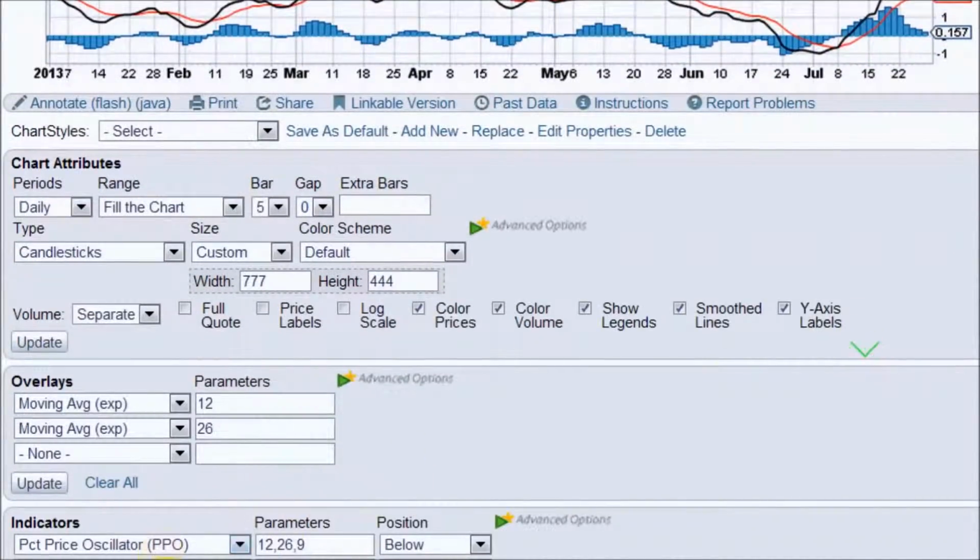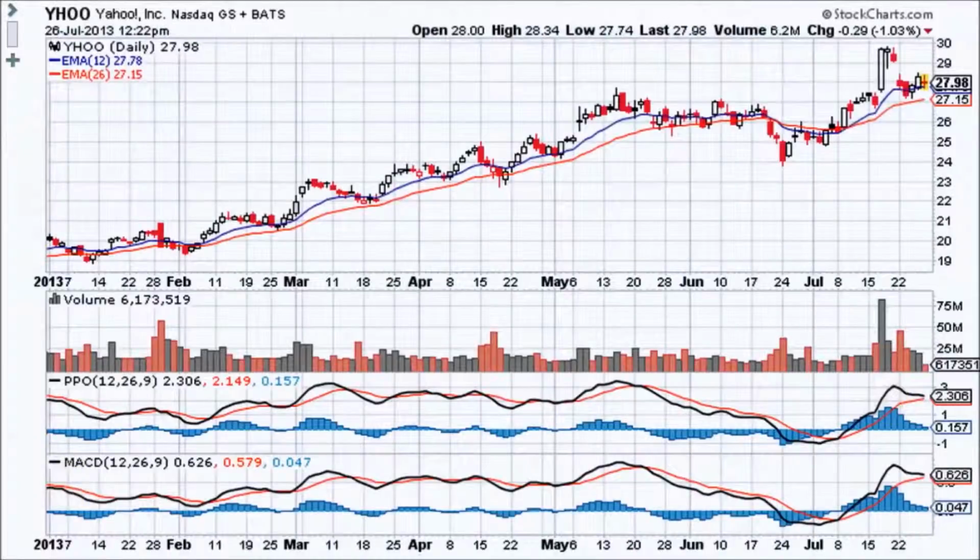Let's go ahead and load up the MACD real quickly to show you the difference right here. The PPO is showing 2.3%. The MACD is showing 0.626 as a reading for the MACD. Okay, so I'll explain why one is better than the other in a moment.